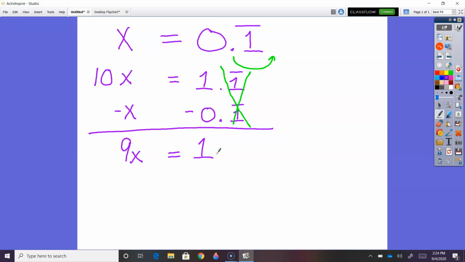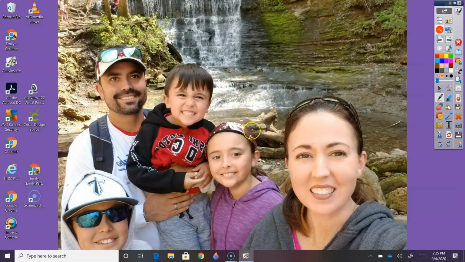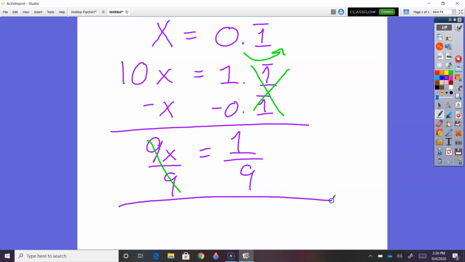Keep solving the equation. Divide both sides by 9. 9 is your coefficient. 9 divided by 9 cancels out. So after I divide by 9 on both sides, I have a fraction of 1/9, which is the same value as the repeating decimal 0.1 repeating. So that's how we convert a repeating decimal into a fraction. Let's look at another example.